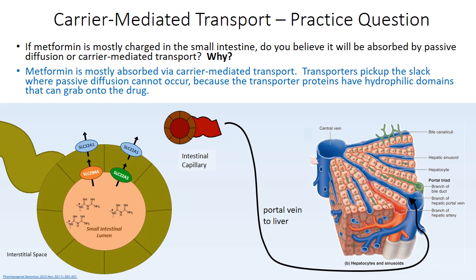So I have a brief animation here showing what happens. So the metformin, well, it was charged, so it couldn't just passively diffuse. So what does it do? It goes through a transporter. And that's just reminding you, a little bit too much detail probably, but it's reminding you where it goes. It goes into the capillaries, then to the portal vein, right, then to the liver.